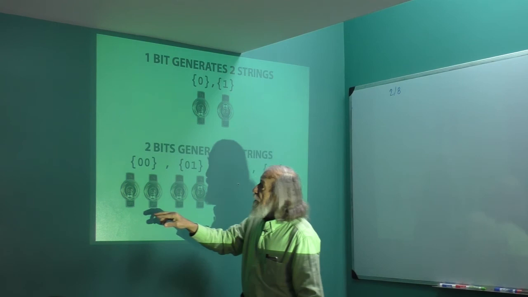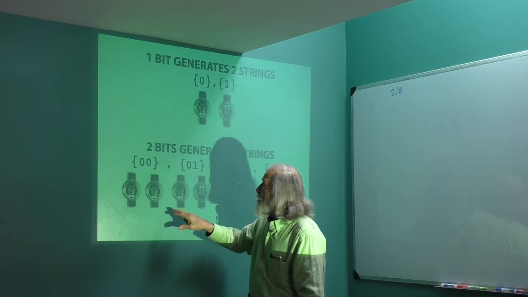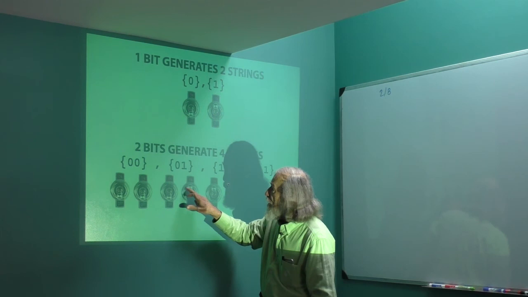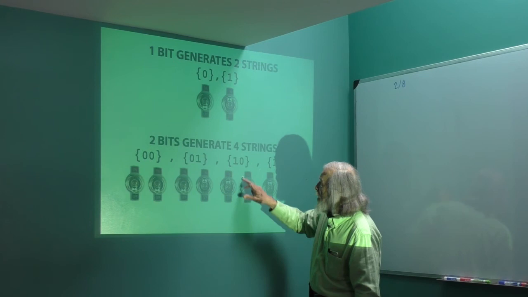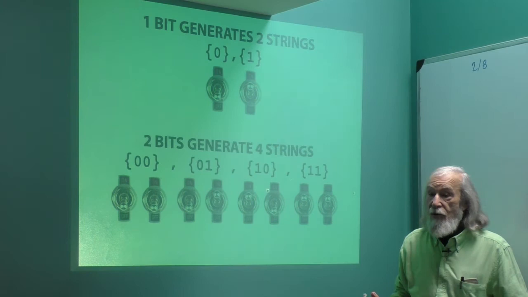If we have both switches off, that's the 00. If we have the left switch off and the right switch on, that's the 01. And then if it's the other way, this guy's on and this guy's off, that's the 10. And if they're both on, that's the 11. There aren't any more possibilities. That's it. So we get four from two.